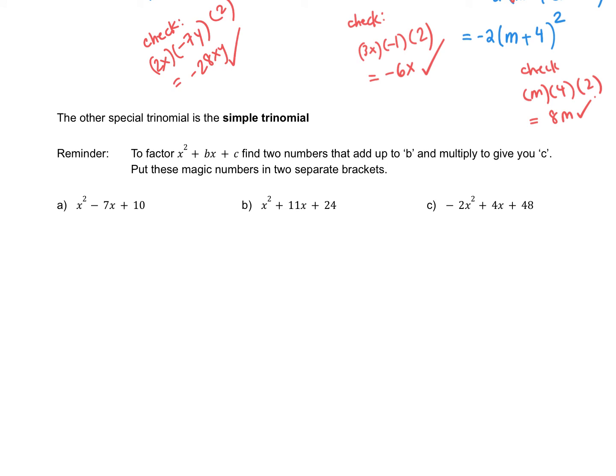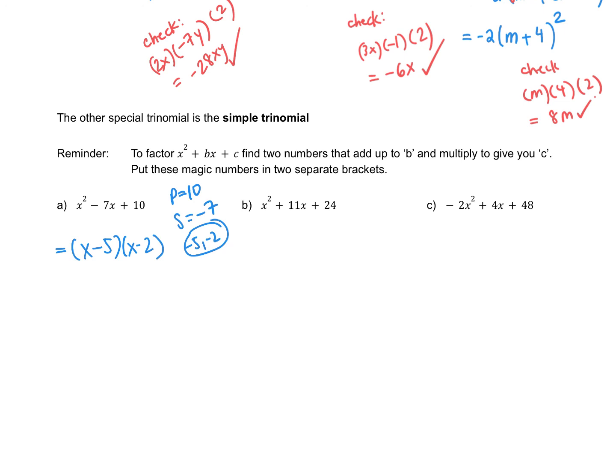So if I have x squared minus 7x plus 10, this is not complex because there's no number in front of x squared. It's not perfect because 10 isn't square rootable. So my product is the 10, my sum is the negative 7. My magic numbers would be negative 5 and negative 2, because if I multiply them, I get 10. If I add them up, I get negative 7. So x minus 5, x minus 2. A lot faster than doing decomposition. But you have to recognize the shortcut.